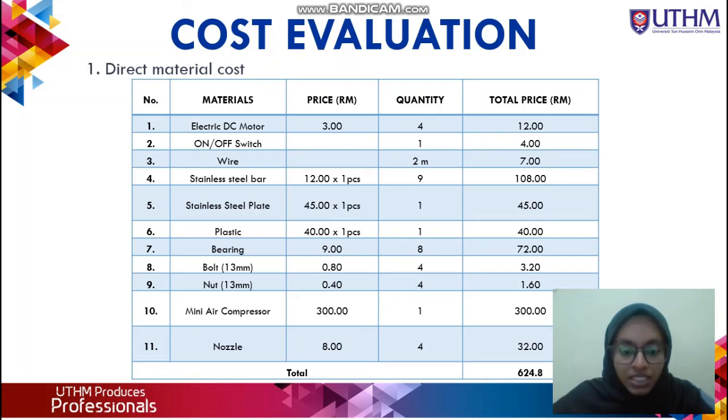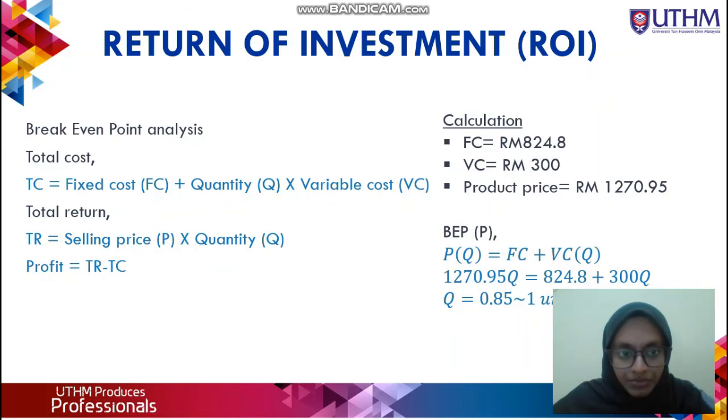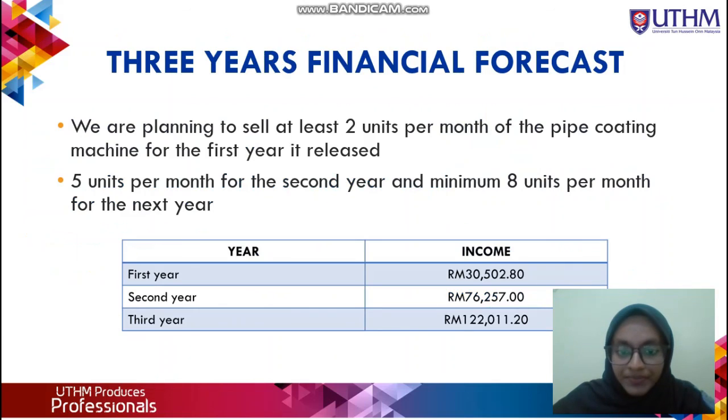The total cost of the direct material cost is RM624.80. The total cost for direct labor cost is RM200, while the overhead cost is RM300. For return of investment, we analyze it using the break-even point. The value for fixed cost is RM824.80, while the value for variable cost is RM300 and the product price is RM1,270.95. After analyzing, the value for BEP is 0.85, which is equal to 1 unit.